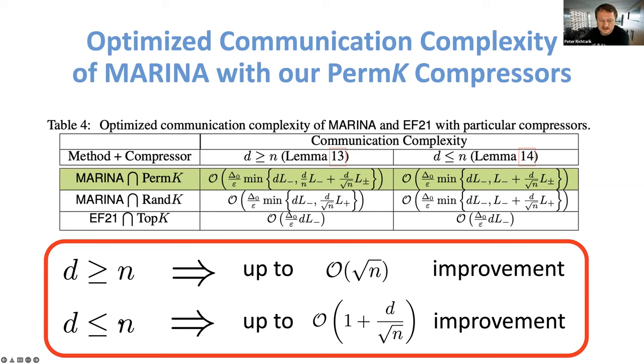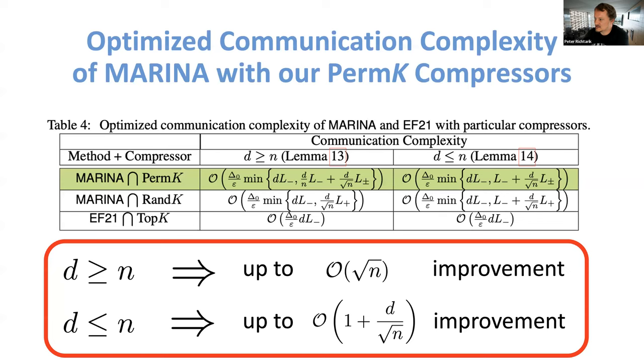On the other hand, if you have many more clients than the number of parameters, so let's say something like a cross-device setting where N is really, really large, then you get a one plus D over square root of N improvement. And this could also be huge because D could be much, much larger than square root of N. This is not an improvement of the type of 1% or 2%. This could be orders of magnitude, depending on the relationship between D and N. So this is the best case improvement, which we obtain in the very low Hessian variance regime.